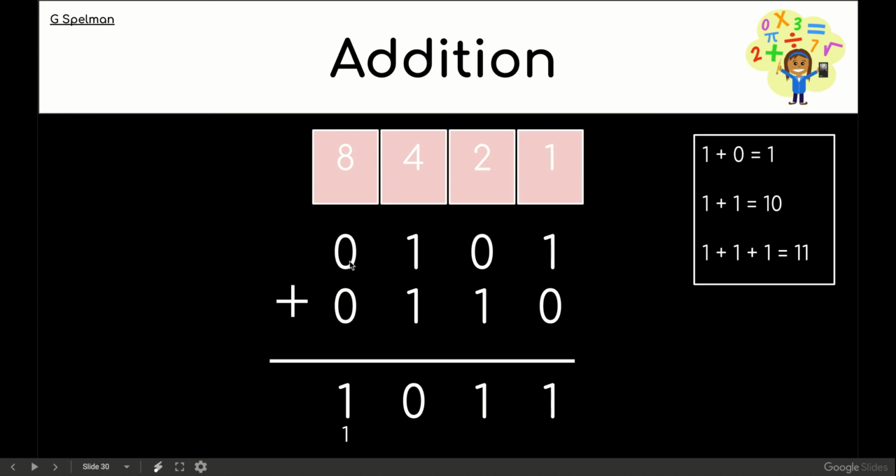So the answer is 1011, and 1011 is 8 plus 2 plus 1, which is 11. This number here is 4 plus 2, which is 6, and this number here is 4 plus 1, which is 5, so 5 plus 6 is 11, so I'm happy. Now, you could have, if you wanted to, converted this number to 5 and this to 6 and said 5 plus 6 is 11, and then worked out you'd have to put a 1 here, here, and here for your 11.